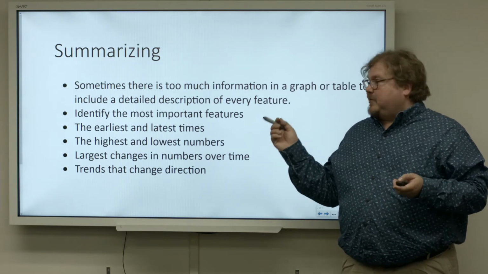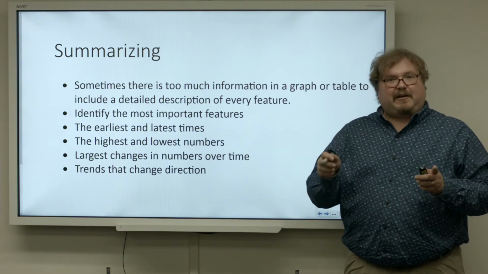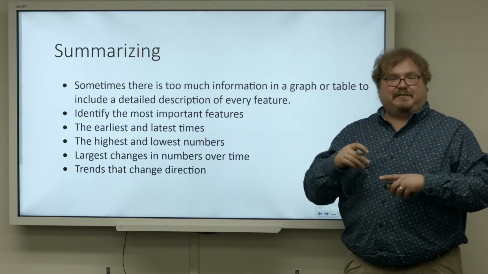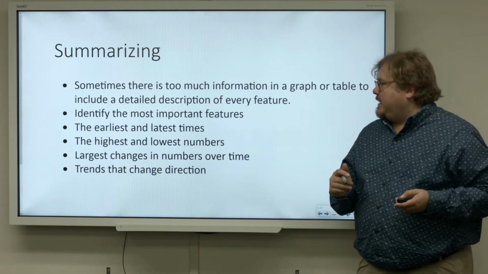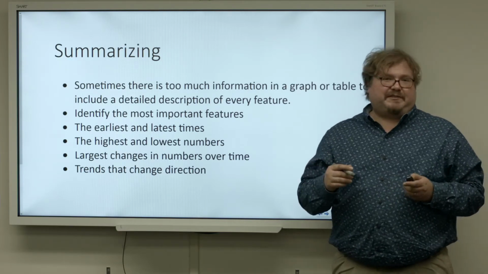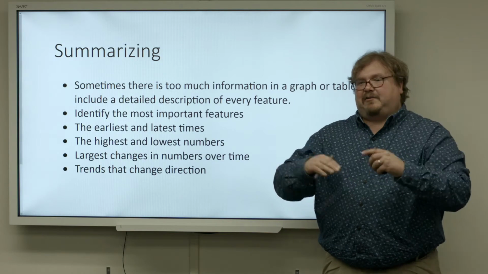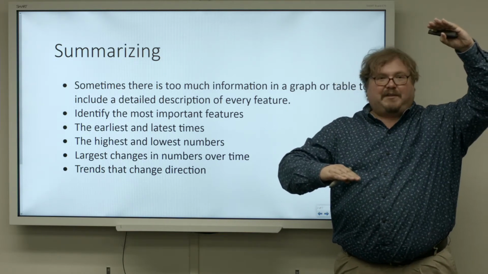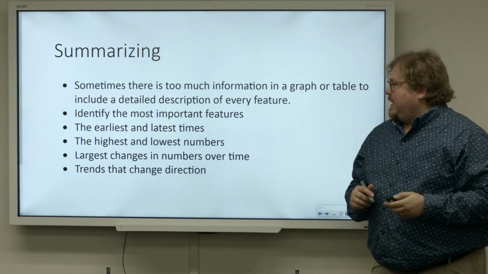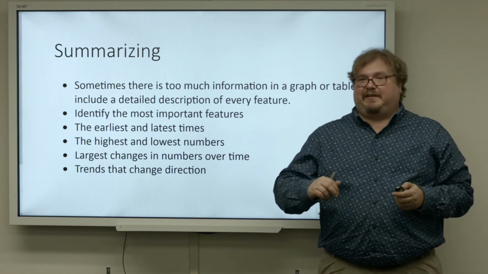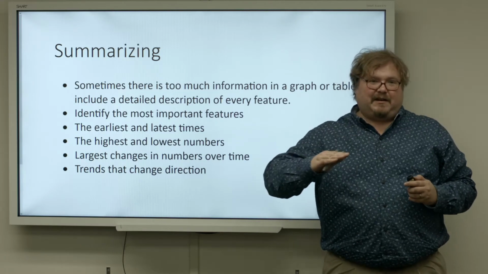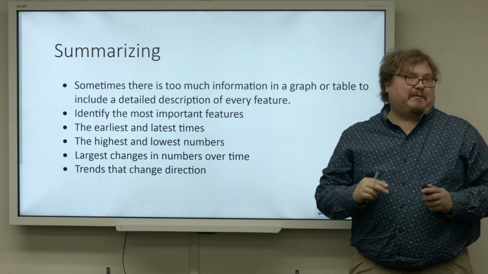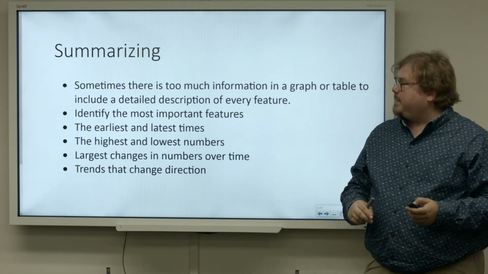Some examples: the earliest and the latest times that are on that graph, possibly the highest and lowest numbers that are expressed on the graph. Also, largest changes in numbers over time. So if it was here at the beginning and it's here at the end, we'll want to mention that change. Also trends that change direction. If something is heading upward, if it's increasing, and then it starts decreasing, we'll want to mention that change in direction.